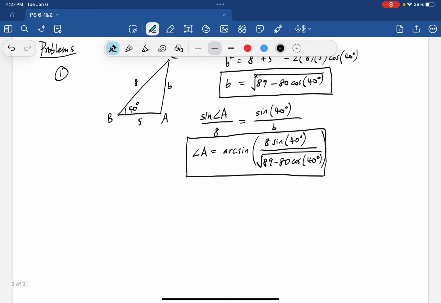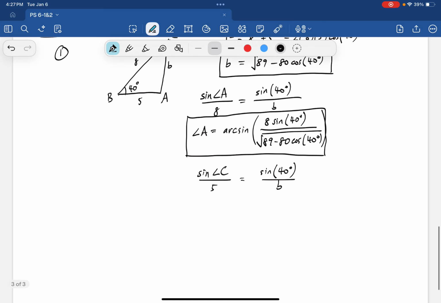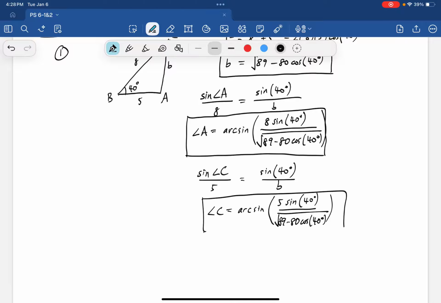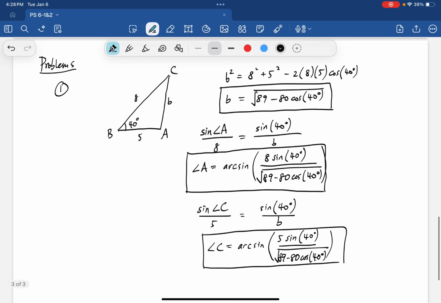Okay, and then we're going to do angle C. That's the exact same process. Sine C over 5 equals sine 40 over b, which is going to give us angle C equals arcsine of, all right, same answer, just the 8 becomes a 5. Sine 40 over the square root of 89 minus 80 cosine 40 degrees. And that means we're done.